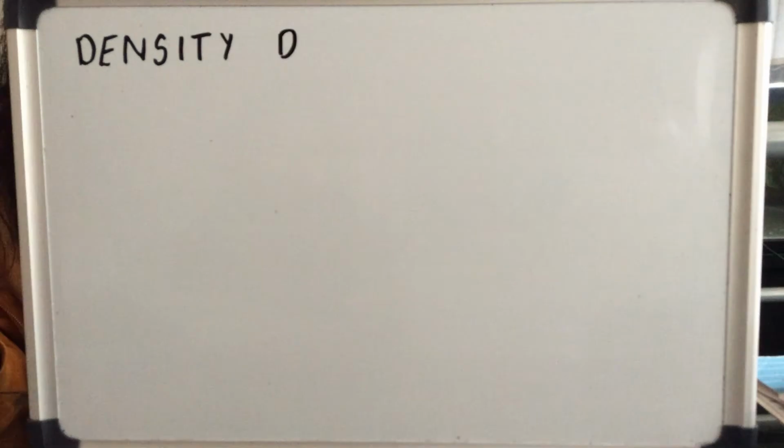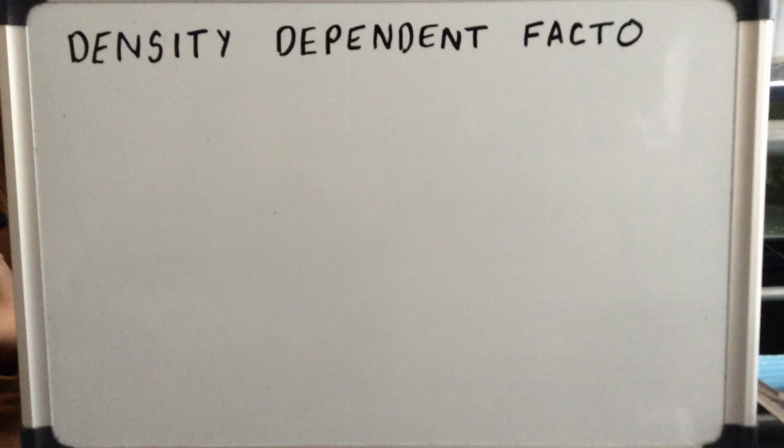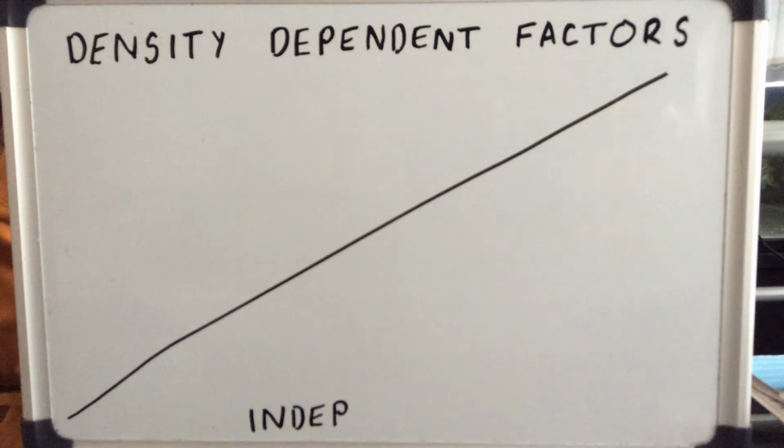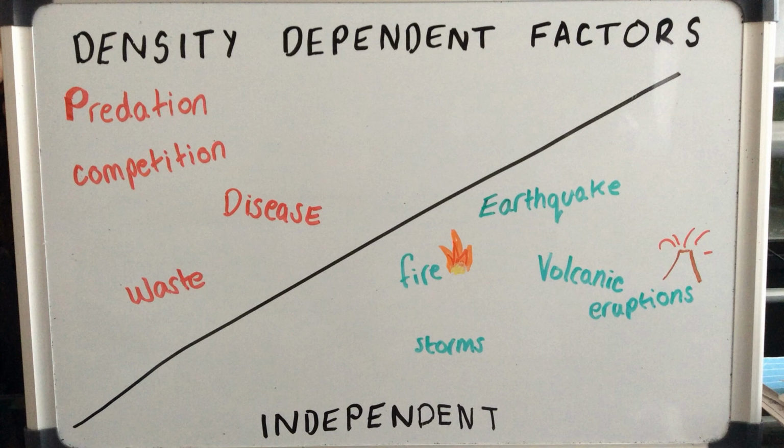Density-dependent factors are where population growth rates are regulated by the density of a population. Most are biotic. Density-independent factors have an effect on the whole population, regardless of its size. They can dramatically change population size, and in some cases can remove whole populations of a species from a region.